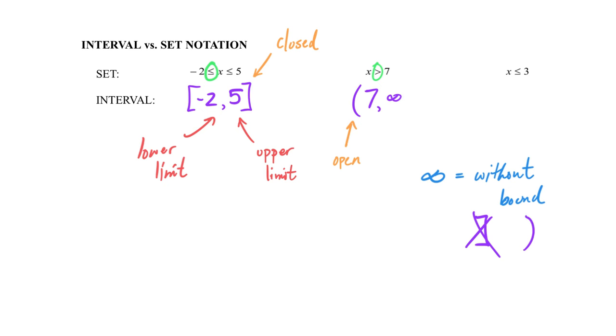I always need an open bracket. I can never equal infinity. So if I just get rid of that underneath, and now that we've had that discussion, there would be the statement x is greater than 7 in interval notation. You would say 7 to infinity.